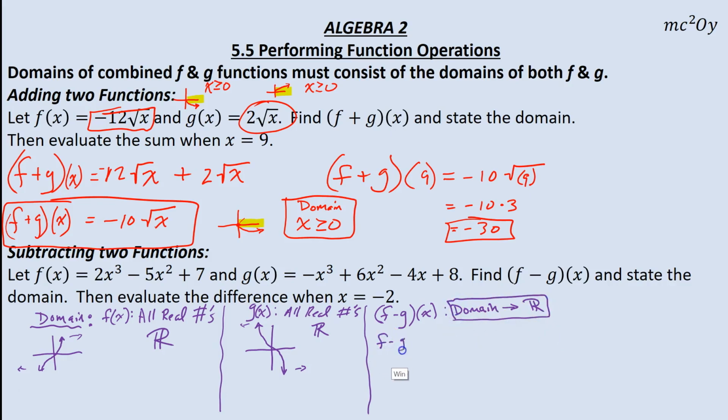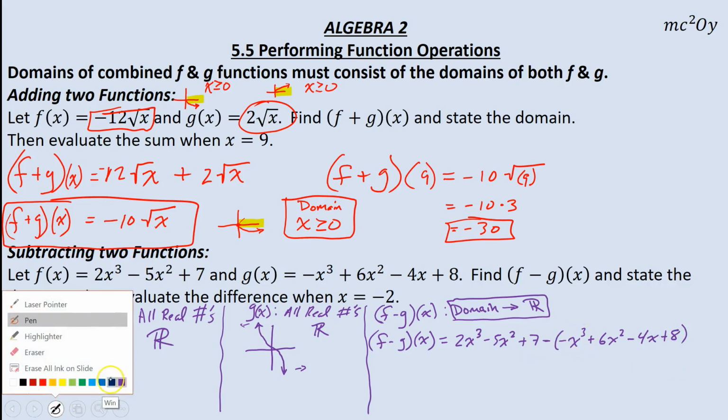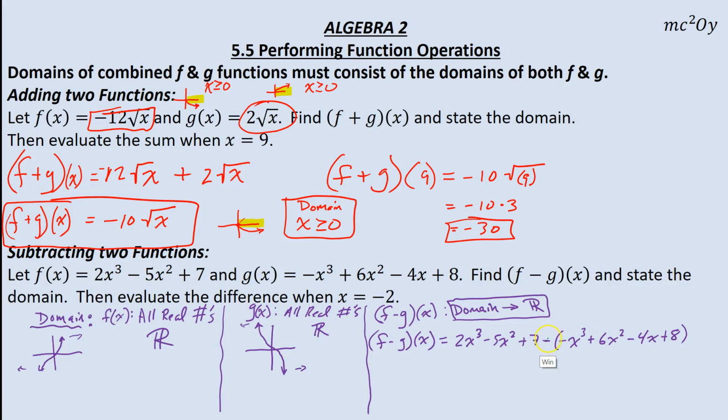So let's do f minus g of x. All right, so really what that means we have is f, 2x cubed minus 5x squared plus 7, minus g, and I'm putting g in parentheses, right, negative x cubed plus 6x squared minus 4x plus 8. The negative, another way of thinking about that is to add the opposite. So you can make this into plus and then switch all the signs. It's the same thing as distributing a negative. Actually saves a little time.